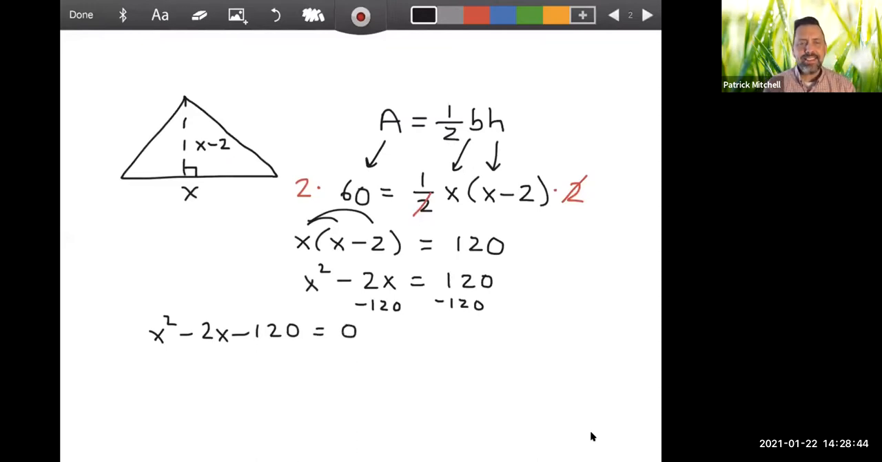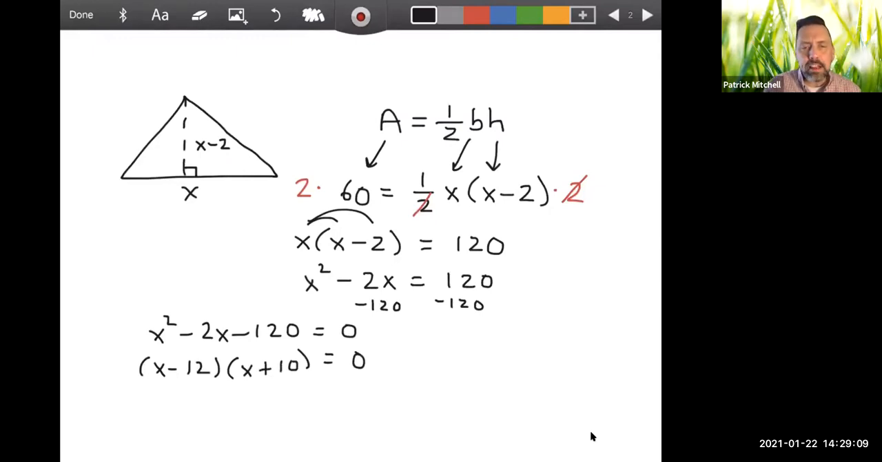All right, so this is the kind of equation that we solved in the last section. We'll solve that by factoring. So I just need two numbers that add up to -2 and multiply to -120. If you think about that for a minute or so, hopefully you can come up with -12 and +10, right?